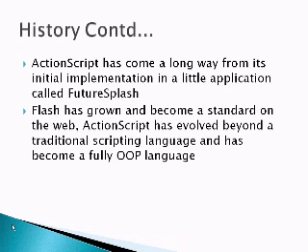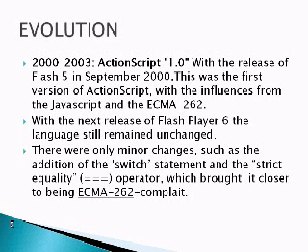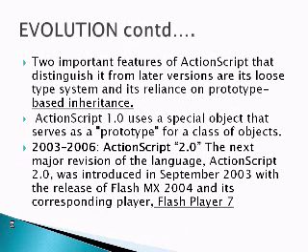Moving on to the evolution, ActionScript 1.0 came in September 2000 with Flash 5. This was the first version of ActionScript which came with influences from JavaScript and ECMAScript. With the next release, Flash Player 6, the ActionScript language remained unchanged, but there were minor changes such as the addition of the switch statement and the strict equality operator. ActionScript 1.0 uses a special object that serves as a prototype for a class and objects.